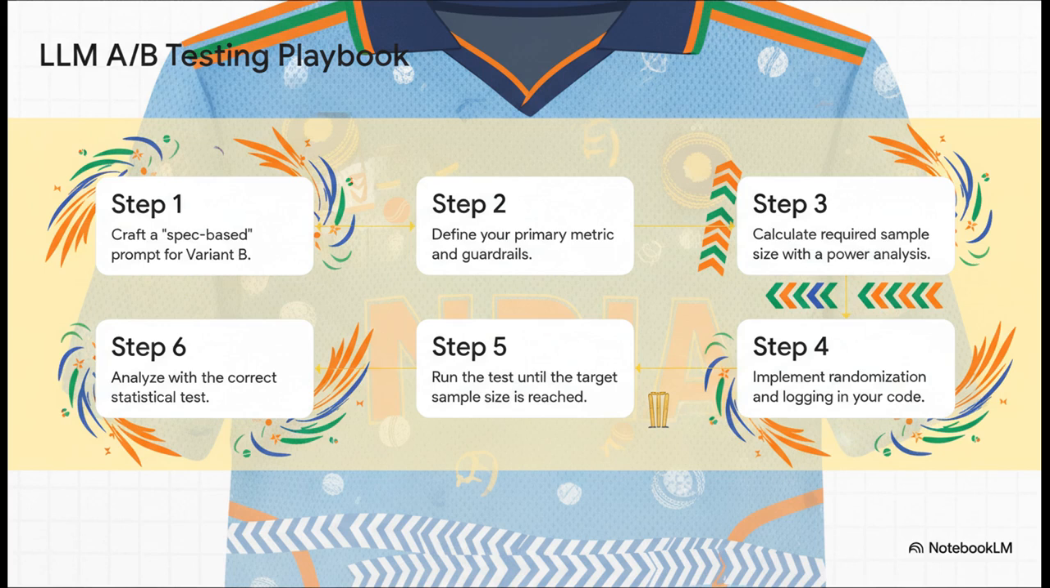You start by crafting a proper spec-based prompt. You define your metrics and guardrails up front. You do that power analysis so you're not flying blind. Then you implement the code, run the test until you hit your target. And finally, you analyze everything with the right stats and check for those pitfalls. This right here is how you stop guessing and start making real, data-driven decisions about your AI.